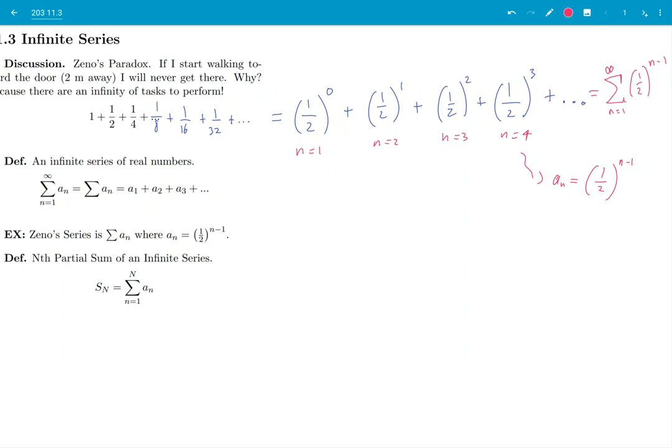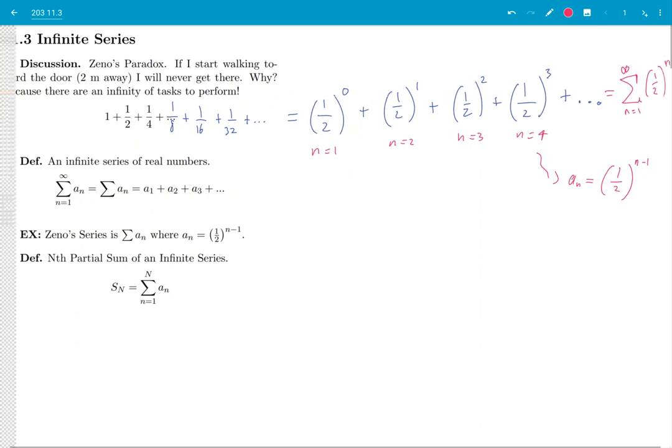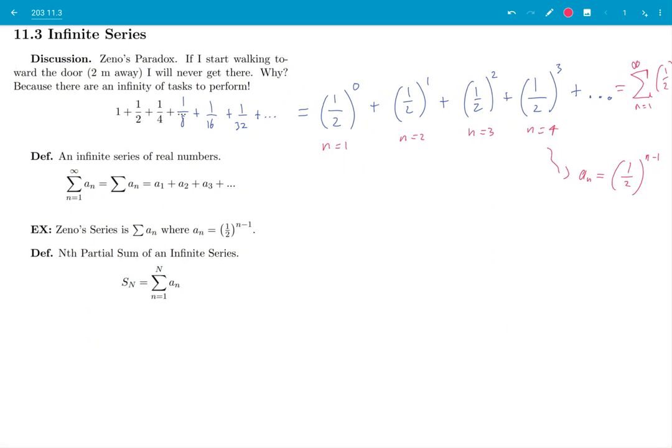Okay, pause and copy all that stuff in blue and red. And we'll move on. Okay, so Zeno's series can be written this way, where we call this the summand. The summand is half to the n minus one.